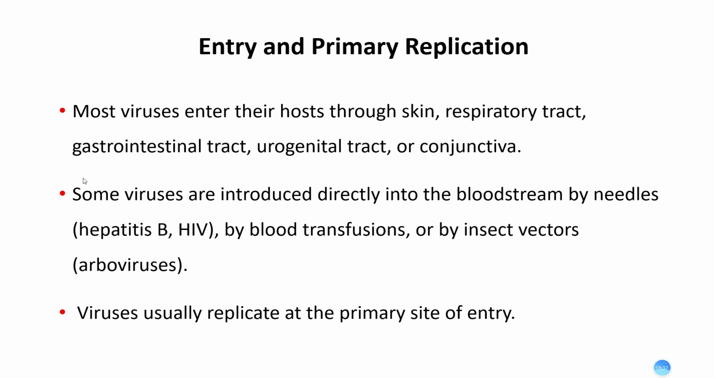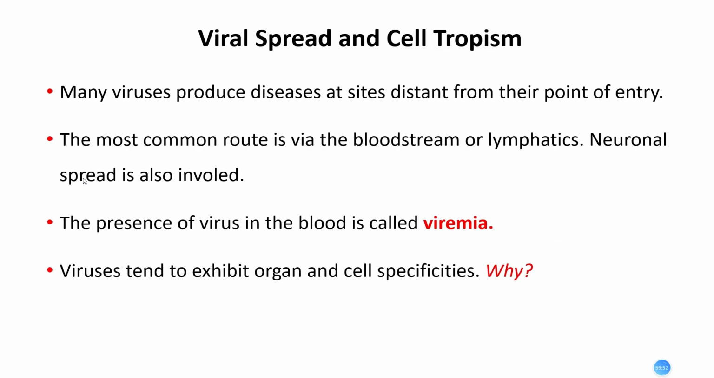Viruses usually replicate at the primary site of entry, but not always. Depends on the type of viruses, and also they need to find their target cell to set up infection. Okay. Then the virus can spread in the human body.